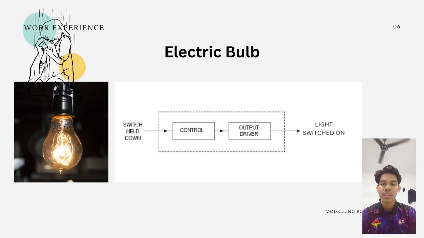Second block diagram. This is the block diagram for electric bulb. When the switch is held down, it sends a signal to the control circuit, which activates the input driver. The input driver then sends a signal to the bulb to turn it on, causing the filament to heat up and emit light. The control circuit may also regulate the brightness of the bulb by adjusting the electrical current flowing through it.